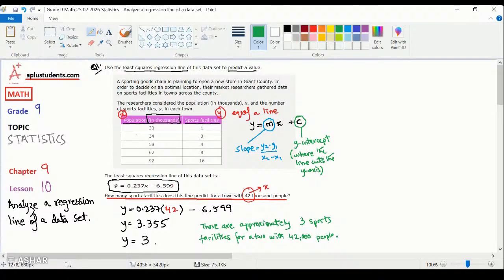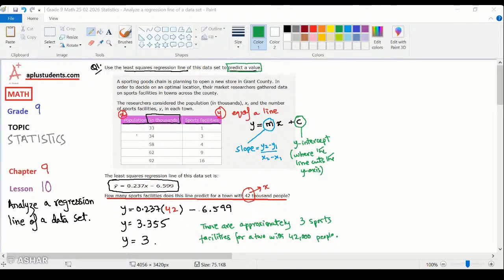Okay, this was a prediction that we had to do. We had to predict a value and we had to tell exactly, like, if these were the people, how many facilities were there according to this line. Okay, according to the information that was provided to us. Do we agree? And any questions up till now? Okay, good. Let's move on to the next question. Let's examine and see what needs to be done here.